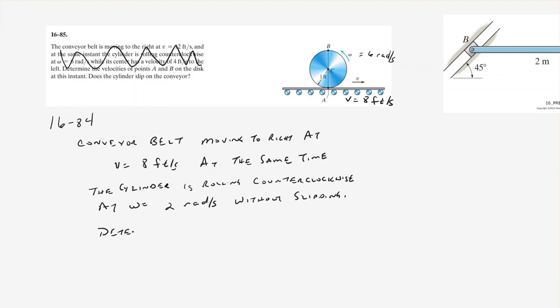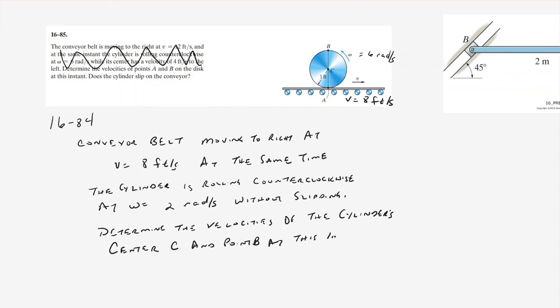Determine the velocities of the cylinder's center C and point B at this instant. Okay.